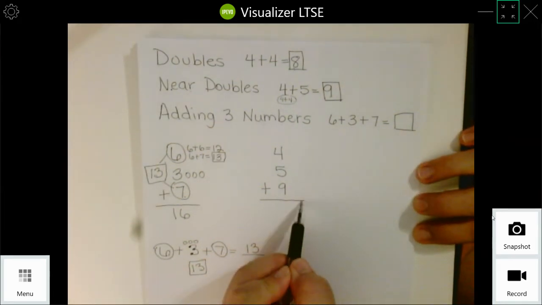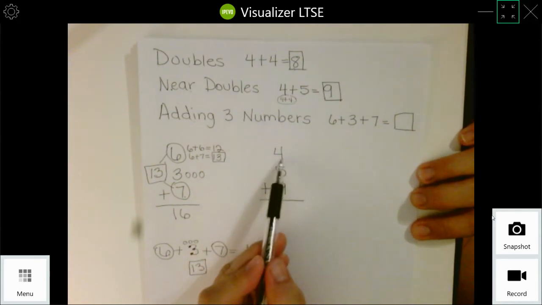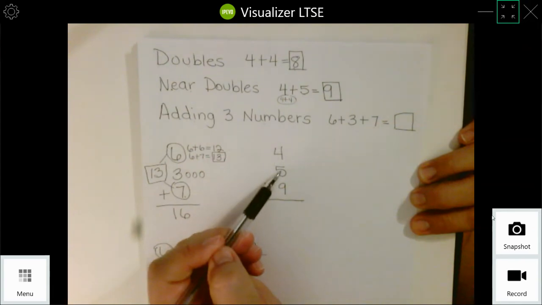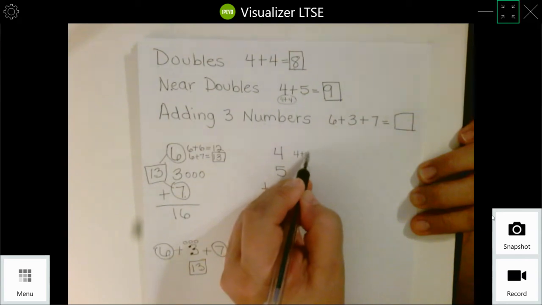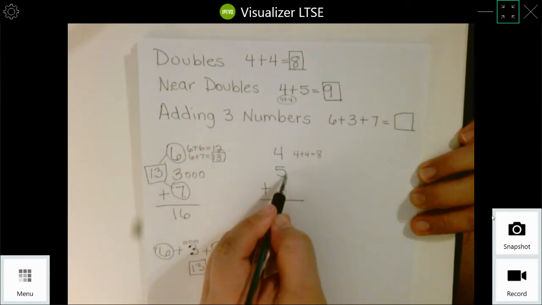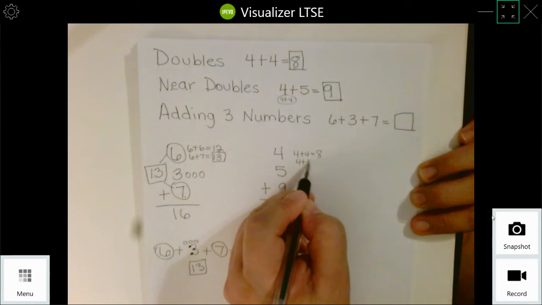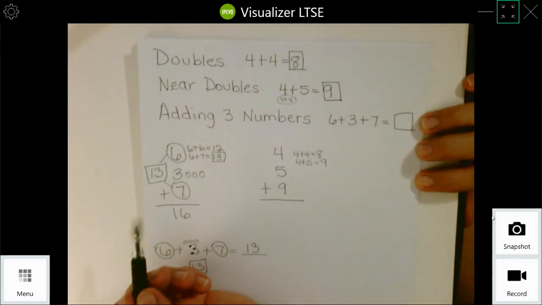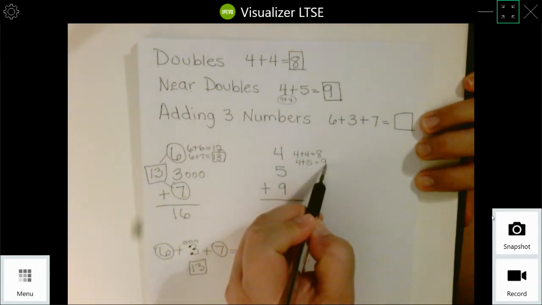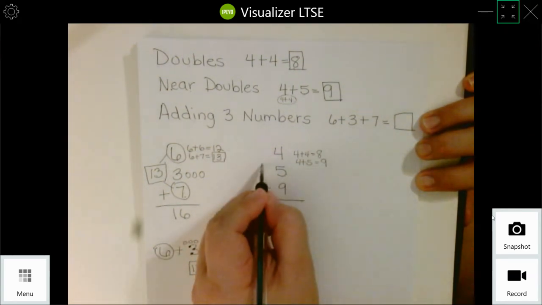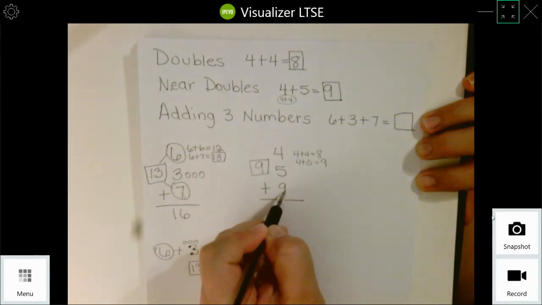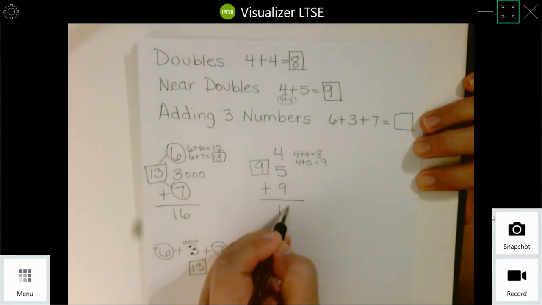Okay, so let's look at the next problem. I've got the add-ins 4, 5, and 9. Well, I know that I've got a 4 and a 5. Well, a 4 and a 5 are right next to each other. So I know that 4 plus 4 gives me 8. And if I add one more, 4 plus 5, I know that's 9. So that's why it's important we learn our doubles, because now I know I can add one more to make that 9. And guess what? I ended up getting another double.